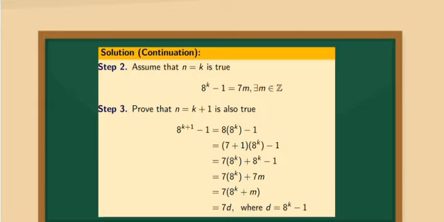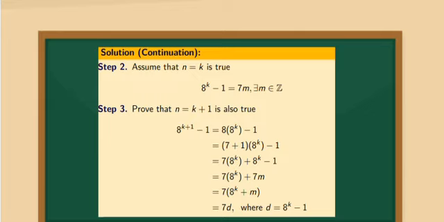Step 2. Assume that n equals k is true. That is, 8 raised to the power of k minus 1 is equal to 7m, there exists m element of integers. Step 3. Prove that n equals k plus 1 is also true. 8 raised to the power of k plus 1 minus 1 is equal to 8 times 8 raised to the power of k minus 1, which is equal to the quantity of 7 plus 1 times 8 raised to the power of k minus 1.